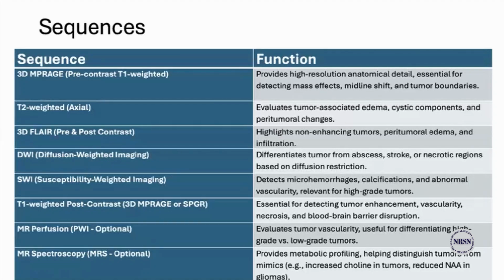We do a 3D FLAIR pre and post contrast. It's very important in highlighting non-enhancing tumors to check for peritumoral edema and infiltration. So we also do a diffusion, of course, to differentiate tumor from abscess or stroke or necrotic regions based on the diffusion restriction patterns. And again, we also do SWI to detect if there is any microhemorrhages, calcifications, or abnormal vascularities. And this is mostly seen in high-grade tumors.